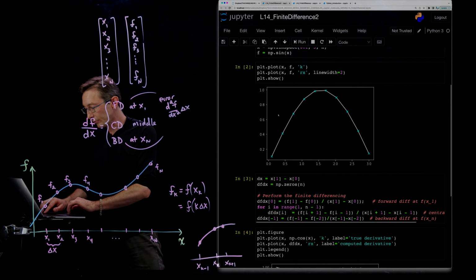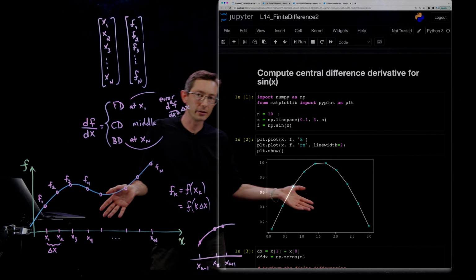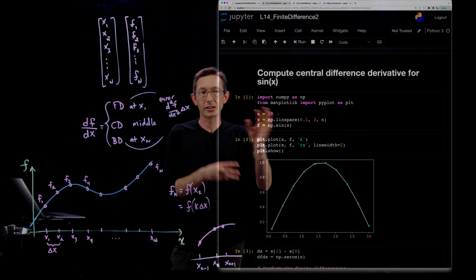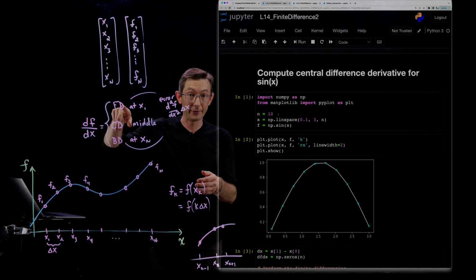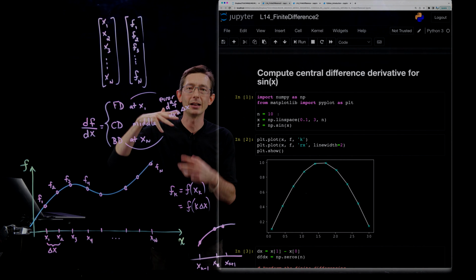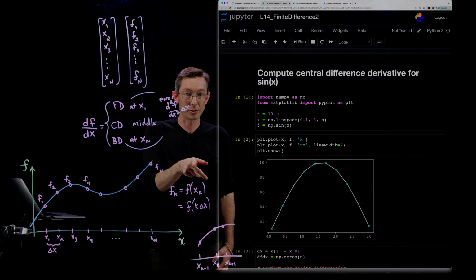Okay. Kind of cool. So you can try this for bigger delta x, smaller delta x. You could try a second order forward difference at the left hand and a second order backward difference on the right hand. You could try all kinds of things. Okay, I'm going to switch to MATLAB.